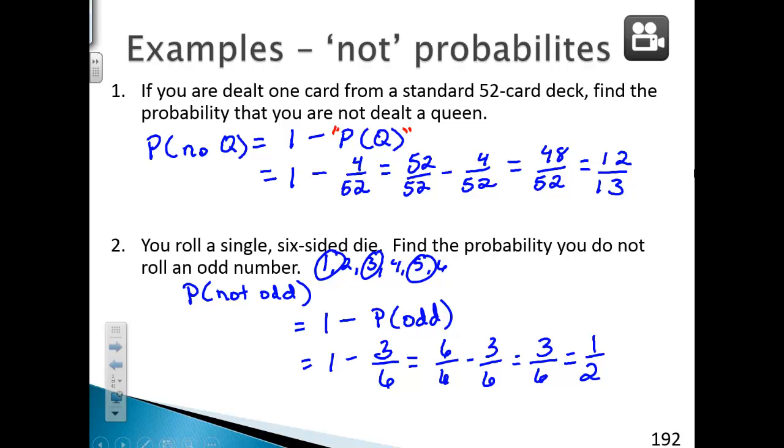Again, these two examples are examples that we could have done in our head without doing the formula. However, you're going to be using this formula in harder questions, so make sure you are able to actually use the formula to do these not probabilities.